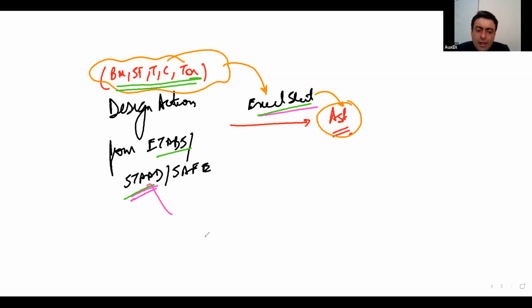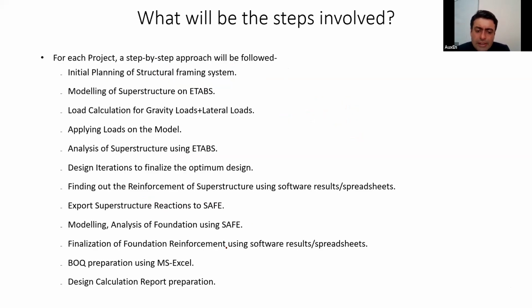All right, good. Moving back where we left. So this is going to be the step-by-step approach that we are going to adopt. Any further confusion, question you would like to ask?